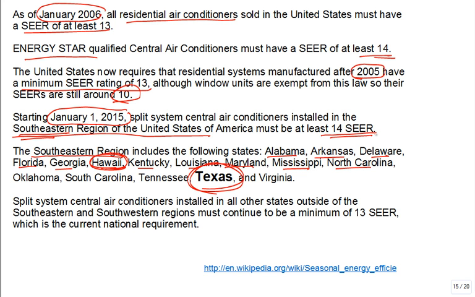It's got to be a 14 or better. So, split systems installed in all other states outside. So up in Minnesota, if you really have the money, you want to put it in, yeah, you can put in a 13 SEER, no problem. So things change. Things continue to change.